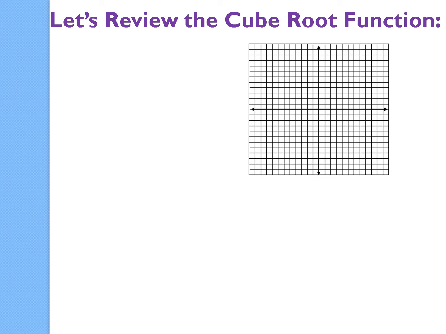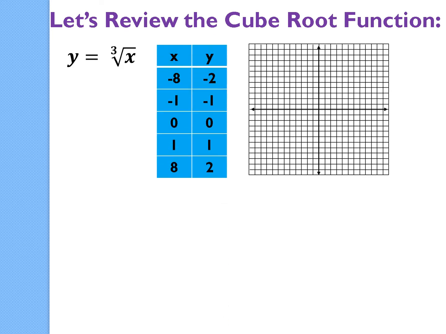Now, just like we did for the cubic function, let's review the cube root function. So it's y equals the cube root of x. Here's our parent function table. Now, if you remember, the cube root and the cubic function are inverses of each other. So therefore, the graphing table is just the flipped or the inverse of the cubic function. So when we graph it, it looks like that. So it kind of looks like a little sideways snake there on that graph.